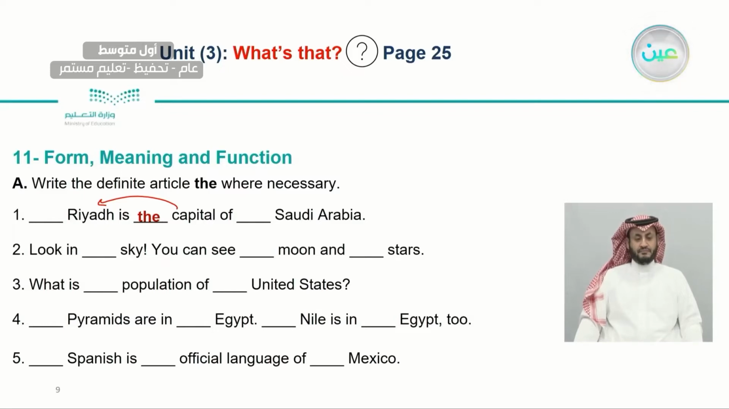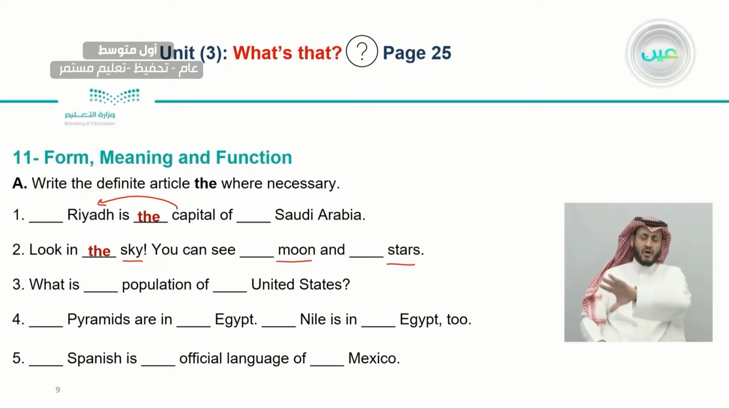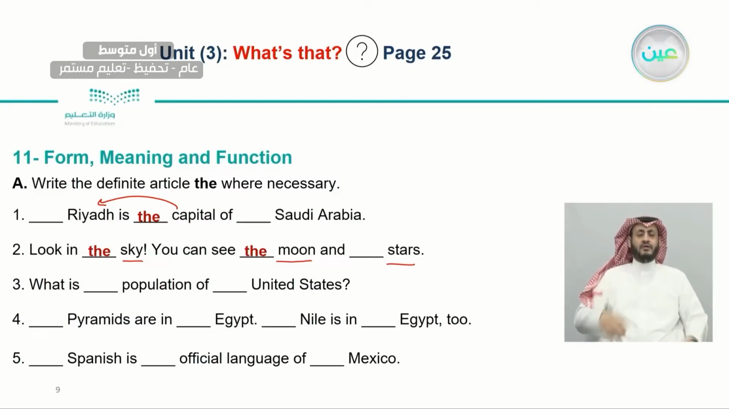Look in sky, you can see moon and stars. We have 3 objects here that we mentioned before. What do you think of sky? Is it one of a kind? Or is it general? What do you think? How about moon? And the stars too. What do you think? Good job, good guess. Look in the sky, you can see the moon and the stars. One of a kind. Did you see?